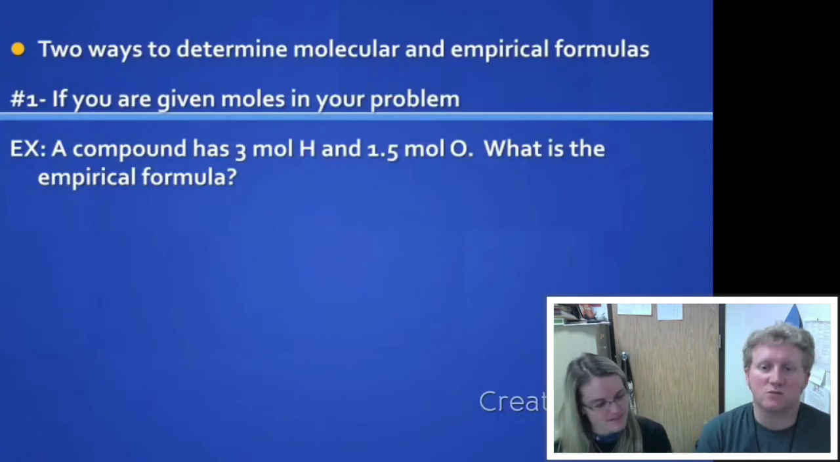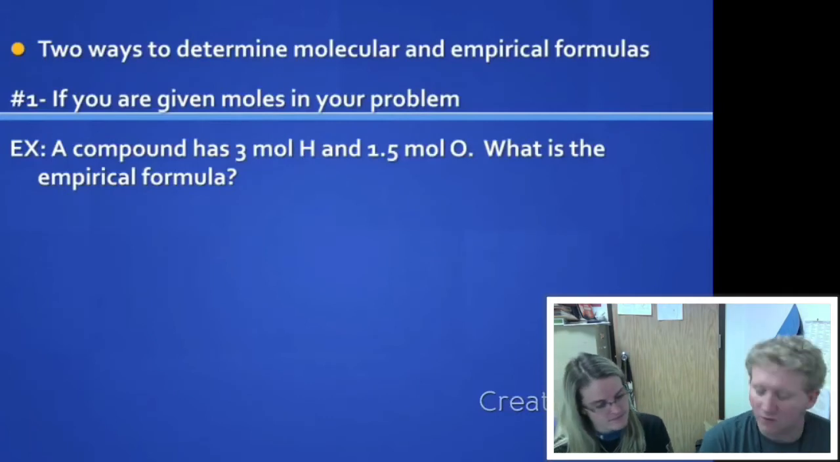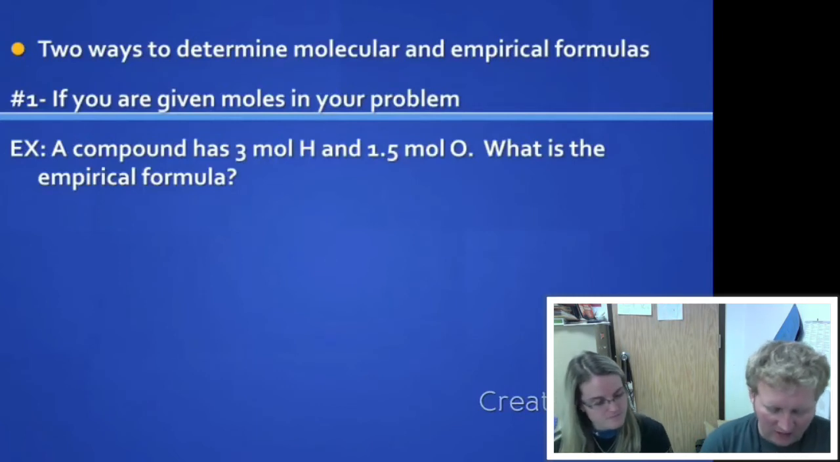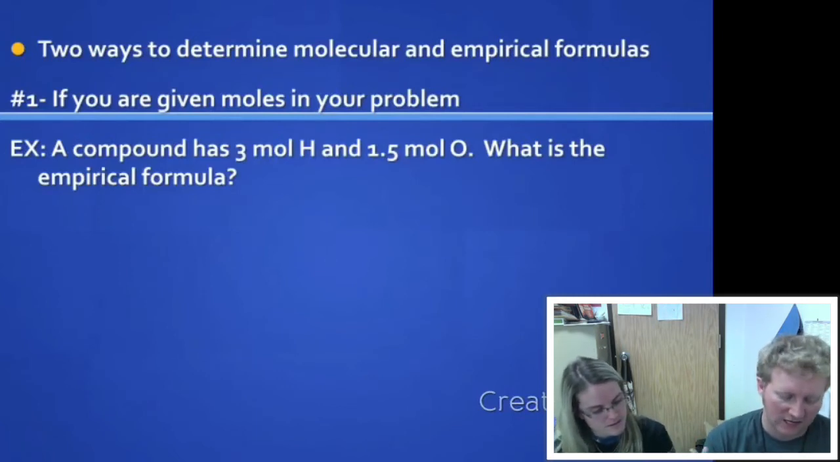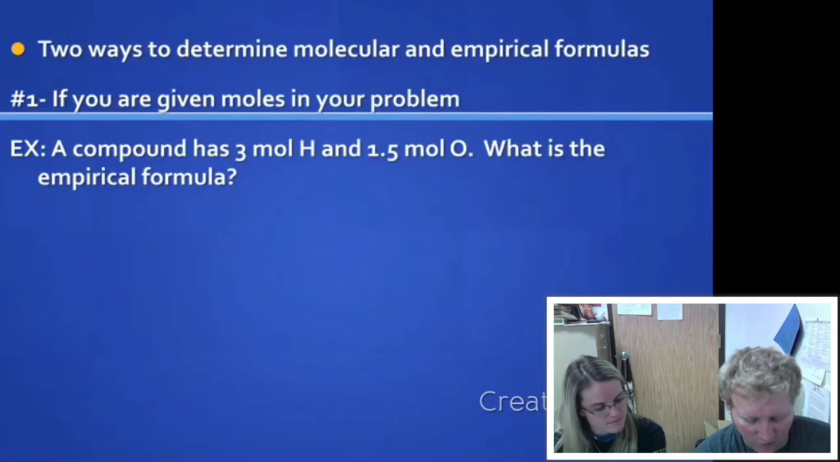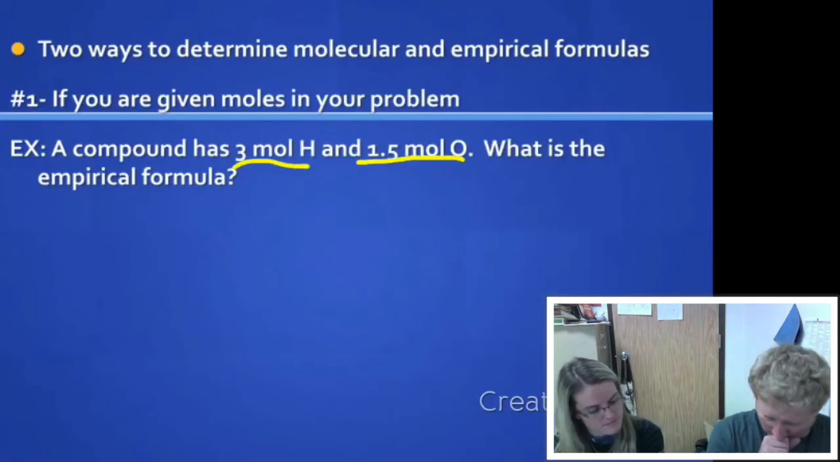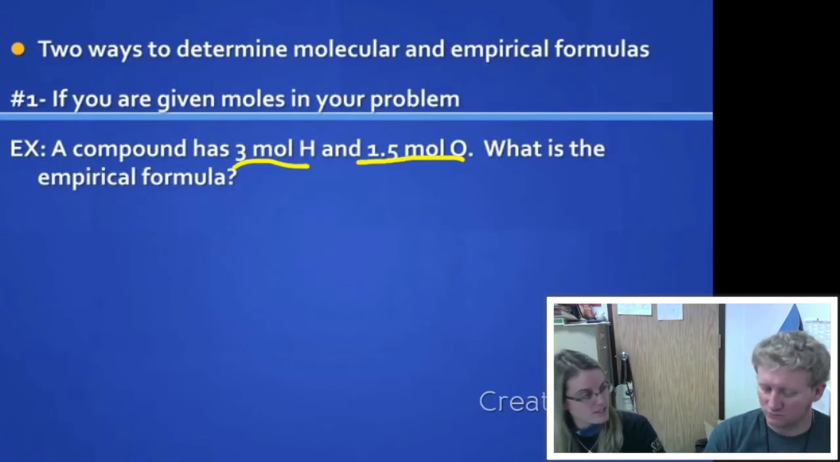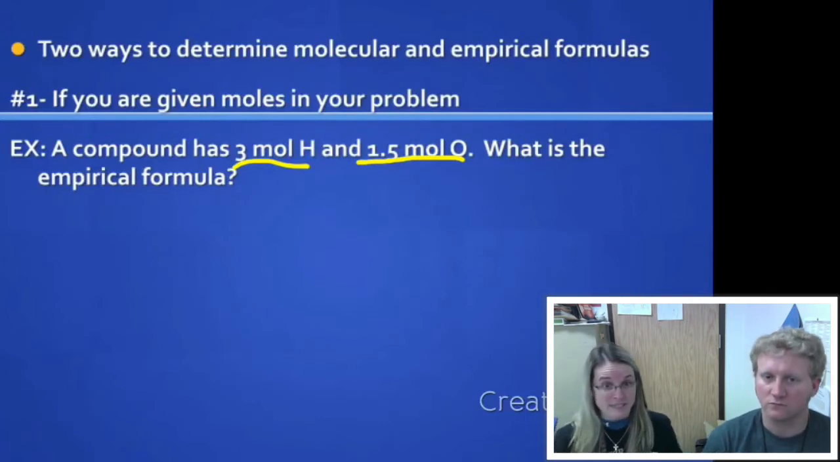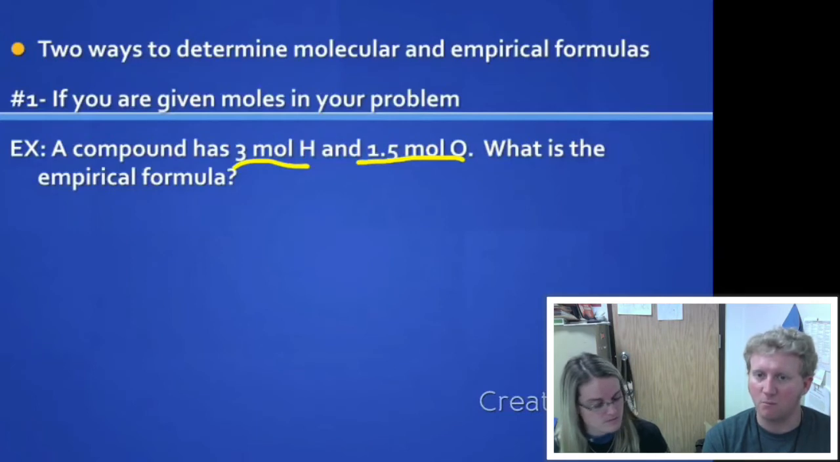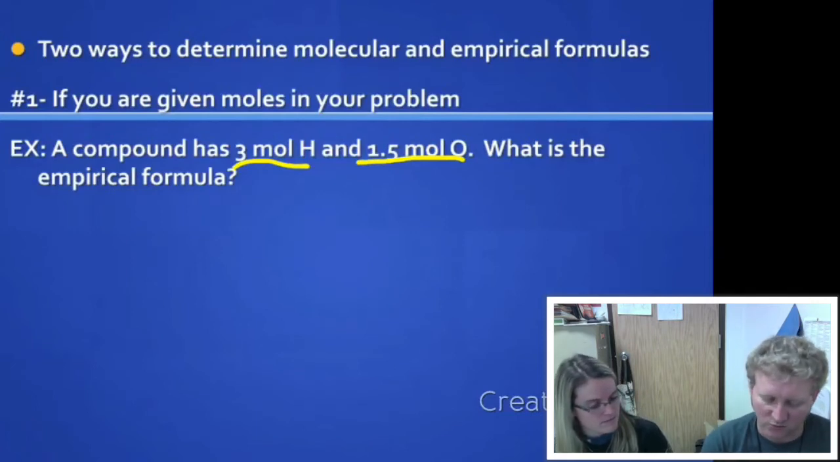We've got one method where your problem gives you moles. For example, if I give you a compound that has 3 moles of hydrogen and 1.5 moles of oxygen, what would be the empirical formula? Since you gave me moles, I'm assuming this has something to do with mole ratios. Right, and this is really nice because we can make our molar ratios, and there's a particular way to do that in this case.